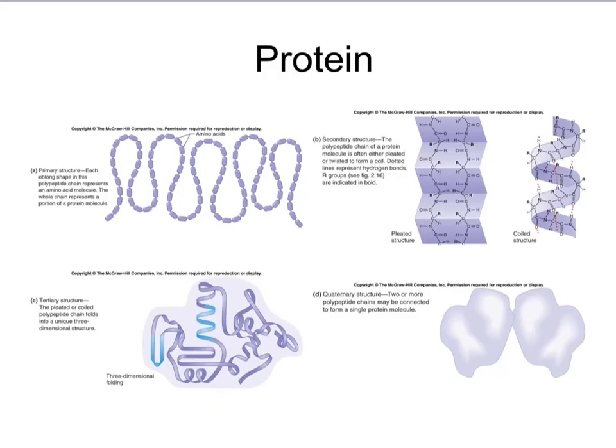Proteins. Last group, or second to last group, are structural macromolecules, which, if you remember, are built from these smaller molecules called amino acids. Now, amino acids here you can see in this diagram are all linked in this very linear structure, which we refer to as primary structure, the first level of protein structure.